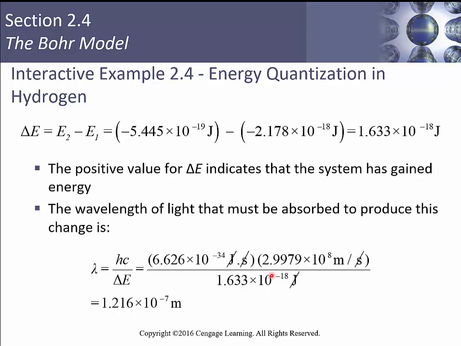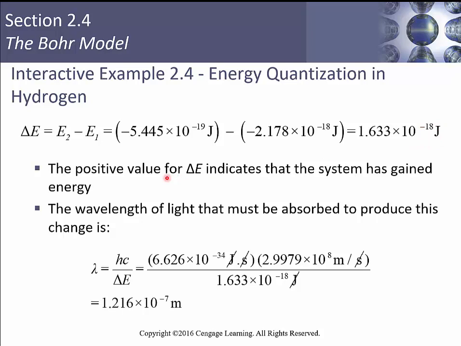We're then going to look at the difference, final minus initial. In this case, final is going to be 2, and initial is going to be 1, so negative 5.445 times 10 to the minus 19 minus negative 2.178 times 10 to the minus 18 is going to give us positive 1.633 times 10 to the minus 18 joules. The positive value for delta E indicates that the system has gained energy.